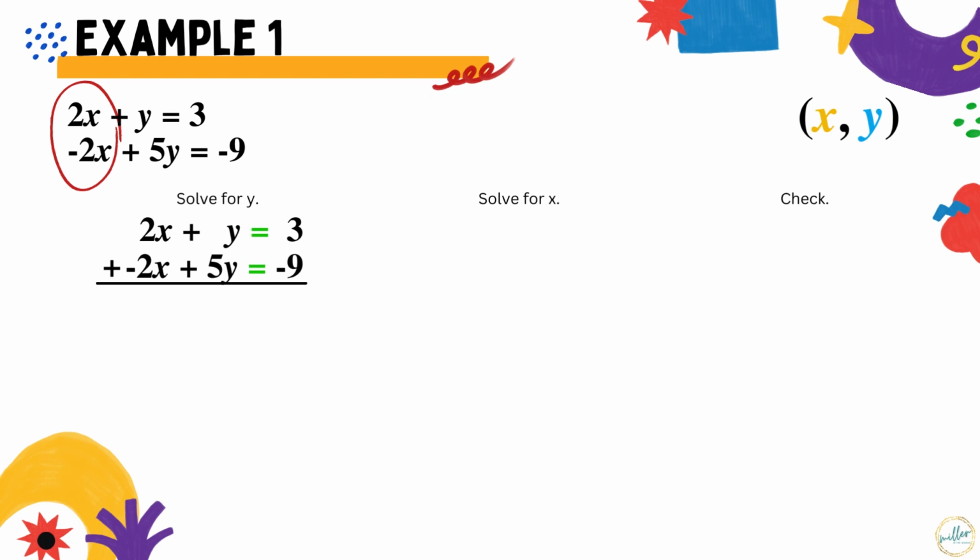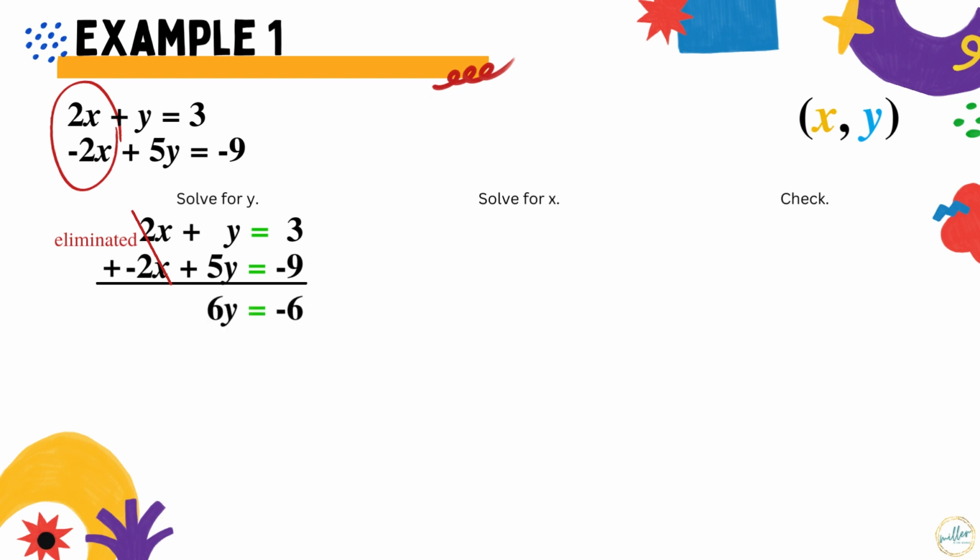Here I've spread out the equations a little bit so that you can line everything up. We want to line up the x's and the y's and the equal sign and line up the number at the end. So we have 2x and negative 2x. When we add these two together, we have eliminated them because 2x plus negative 2x is 0. So let's add together what's left of the two equations. We have 2x and negative 2x is 0, and then 1y plus 5y equals 6y, and 3 plus negative 9 equals negative 6.